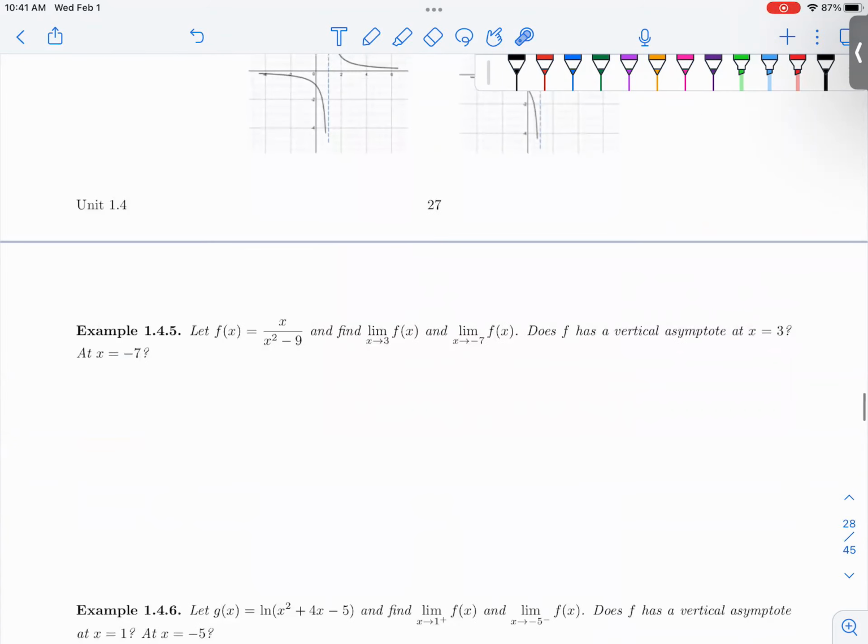All right. What time is it? 10:41. Okay, we get out at 11:20. So we gotta get a move on.